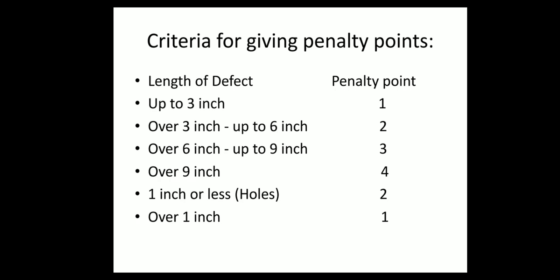You see on the left hand side length of defect and on the right hand side penalty points. So up to 3 inches, penalty point is 1. If the length of defect is 3 inch to 6 inch, penalty point is 2. If the length of defect is 6 inch to 9 inch, penalty point is 3. If it is more than 9 inch, penalty points are 4. Next, coming to holes, 1 inch or less 2 points, over 1 inch 4 points.